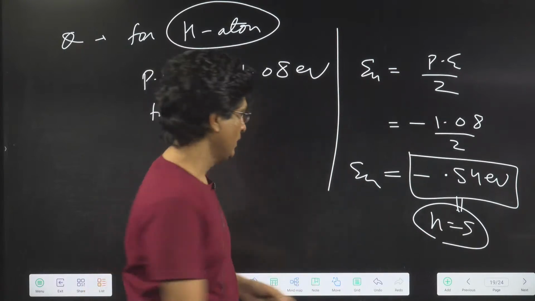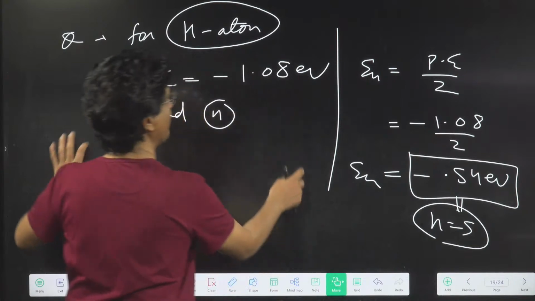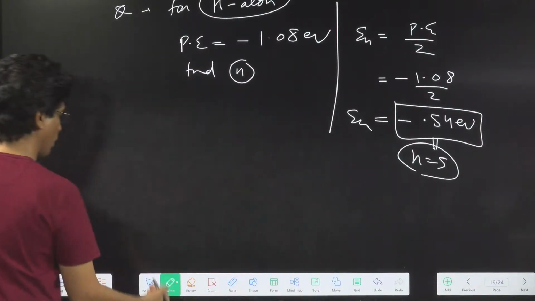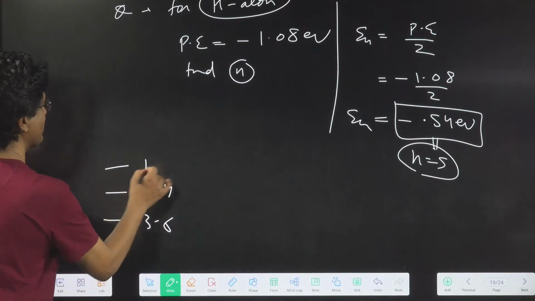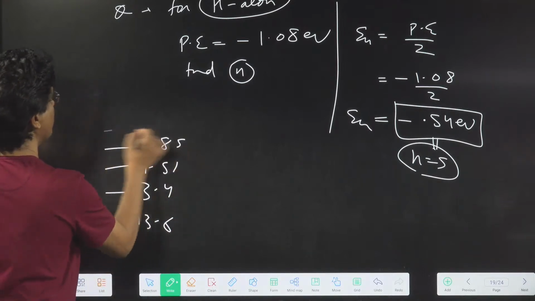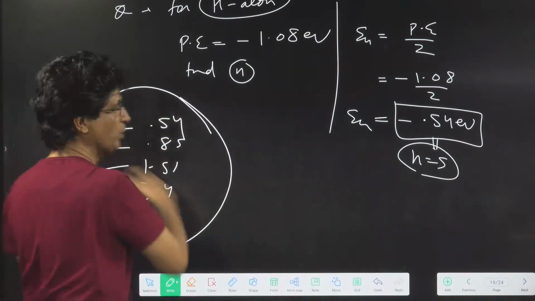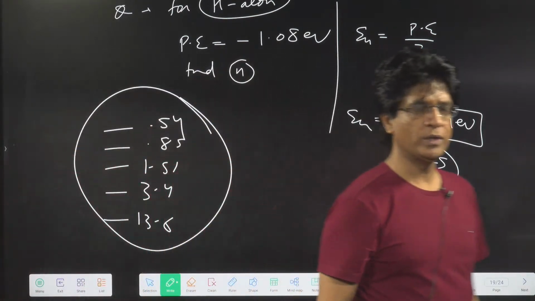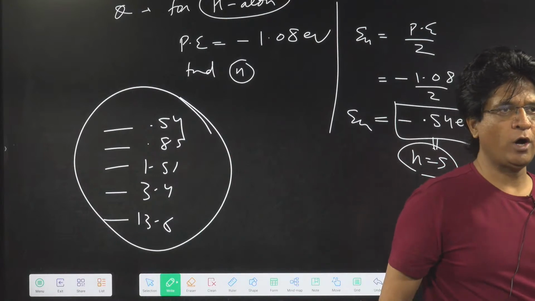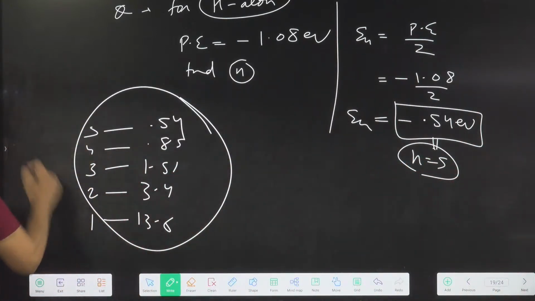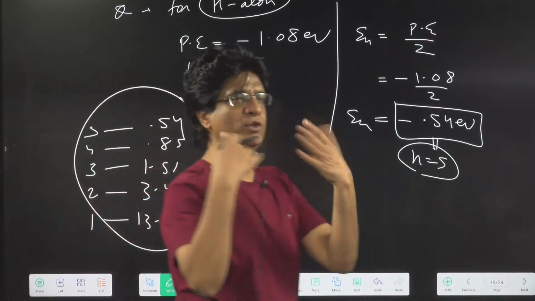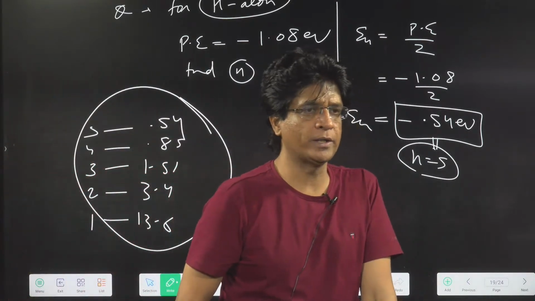Remember that. If you don't do this, you will have to do a lot of calculation unnecessarily. Orbit number 1, minus 13.6, minus 3.4, minus 1.51, minus 0.85, minus 0.54. Learn these values. They'll help you a lot. We're in orbit number 5: 1, 2, 3, 4, and 5. And they won't ask you beyond it.